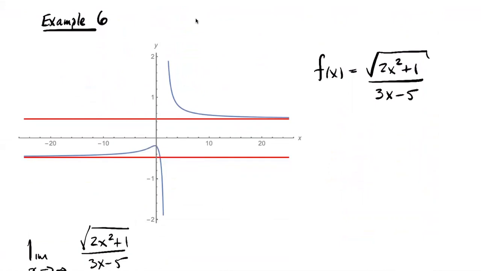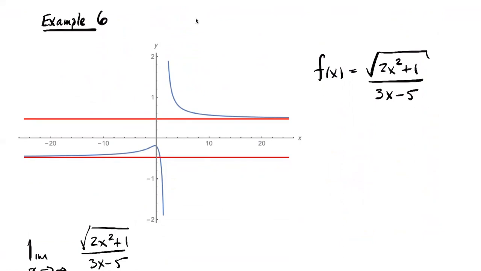Here's an interesting example. This function has limits at negative infinity and infinity. You can see it in the graph. It's not clear what the y values of those red lines are, but you can see that it has 2 horizontal asymptotes. They're not the same. So not only can a function have an asymptote in one direction and not the other, it can have it in both directions, but they don't actually have to be the same.